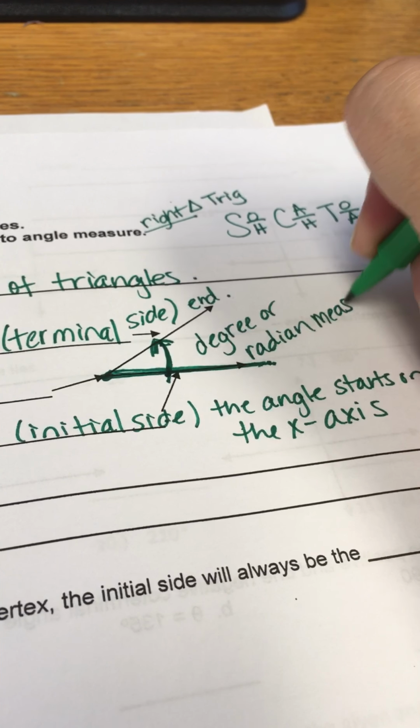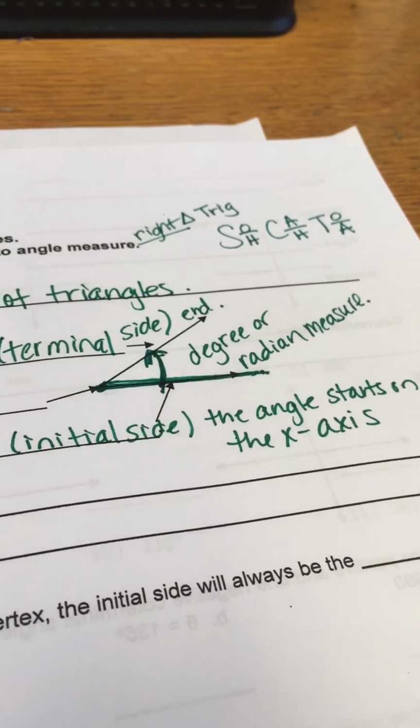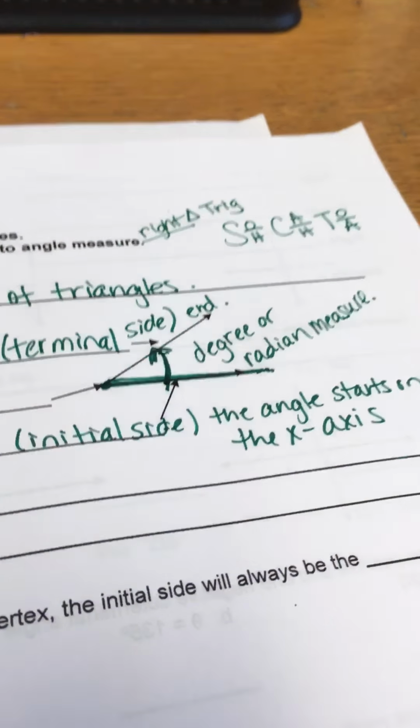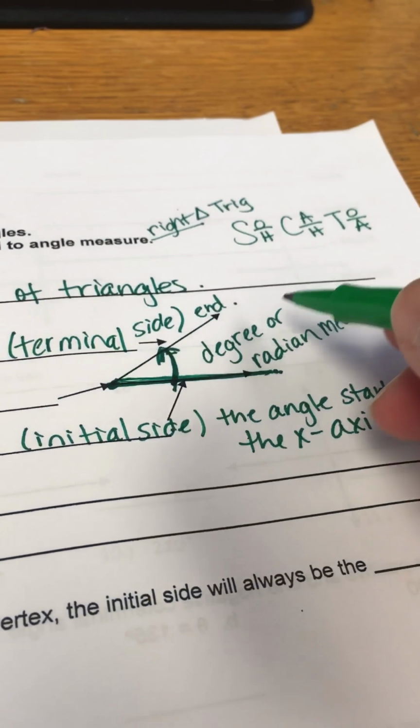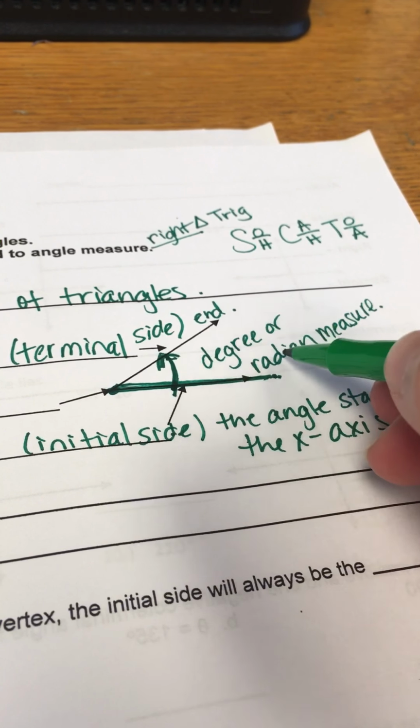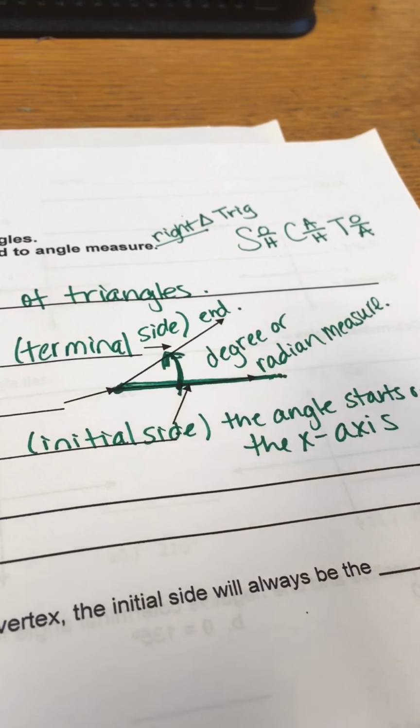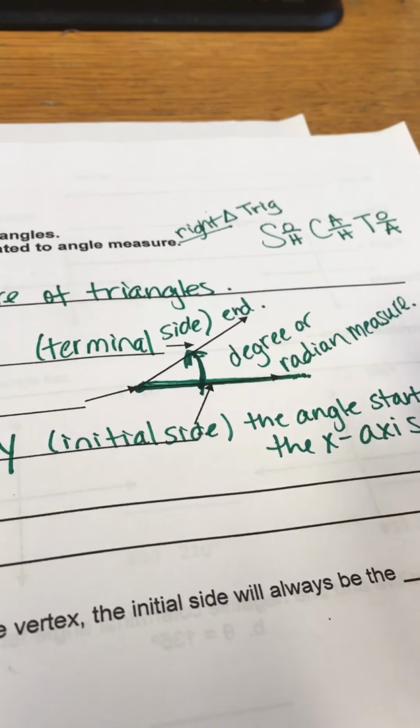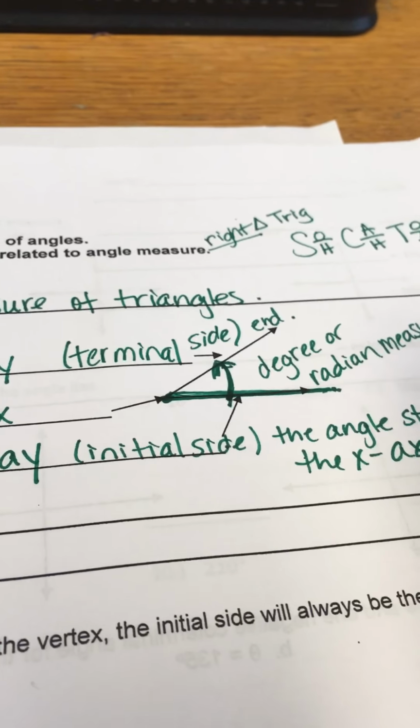Now, there are other measures you can do with angles called gradients and stuff, but we are not going to be doing those. So we're going to be dealing with degrees and radians. If you're not familiar with radians, that's fine. We're going to get into it a little bit. Not today, but very, very soon.